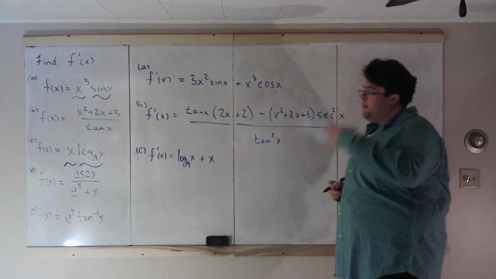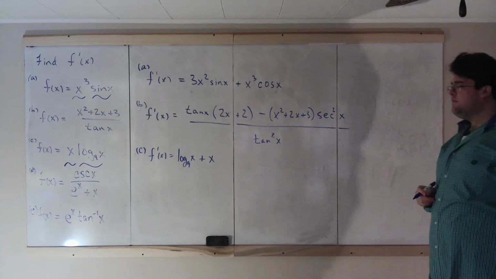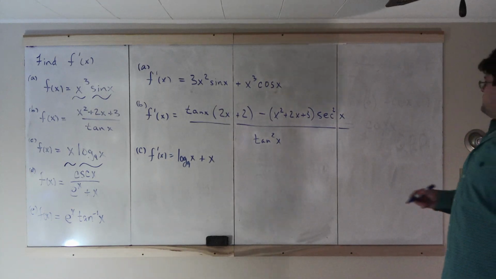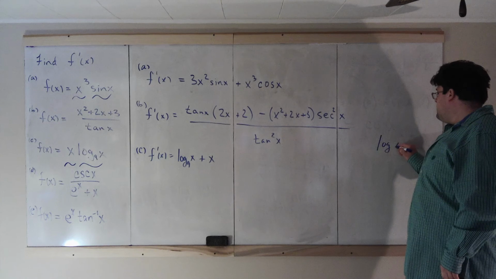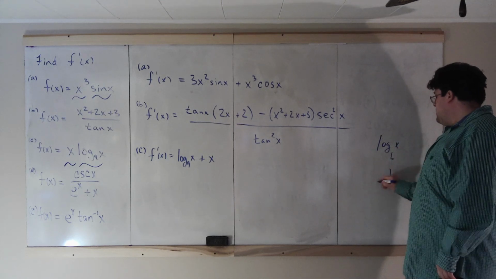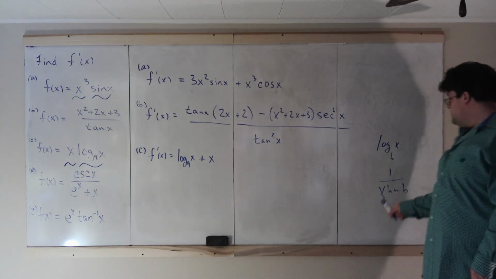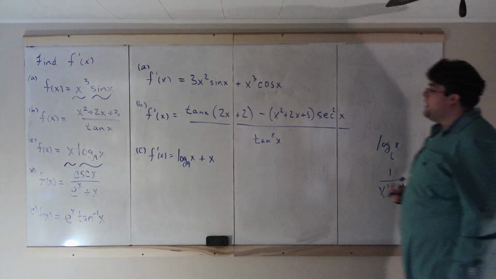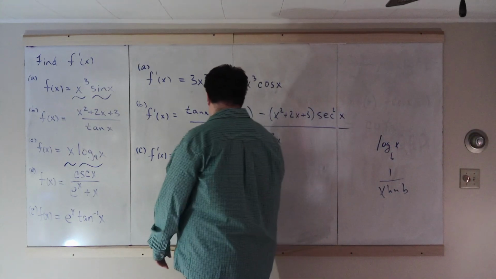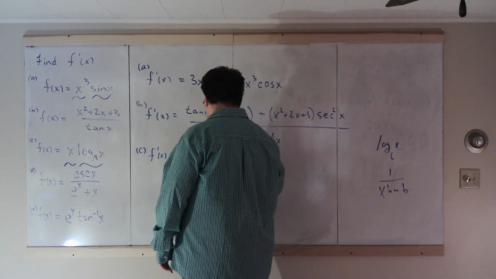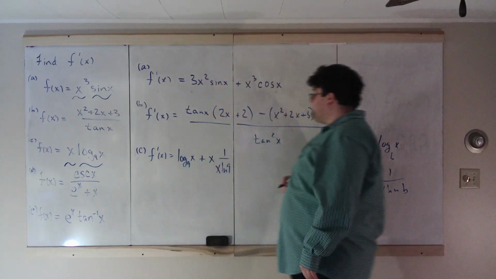Well, that's given on page 2. It is probably the fourth one on page 2. Derivative of log of x with base b is 1 over x natural log b. So we have 1 over x natural log 9 here.